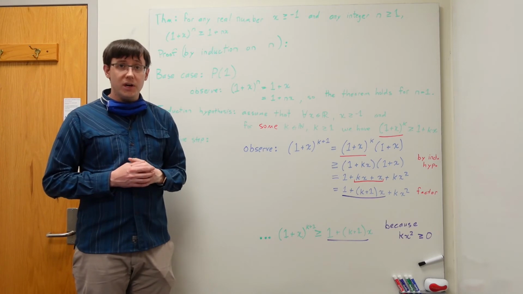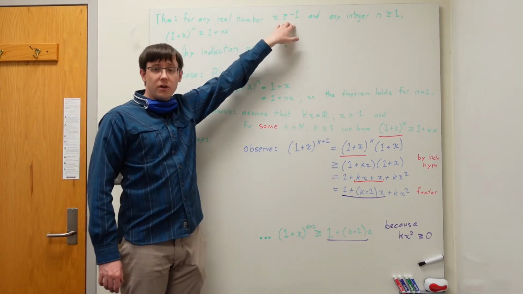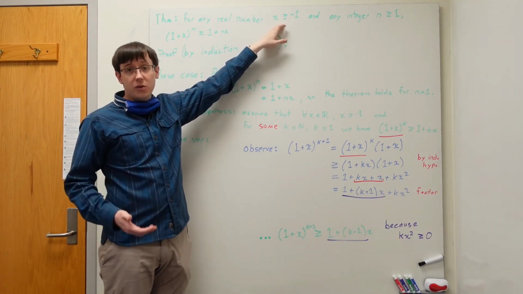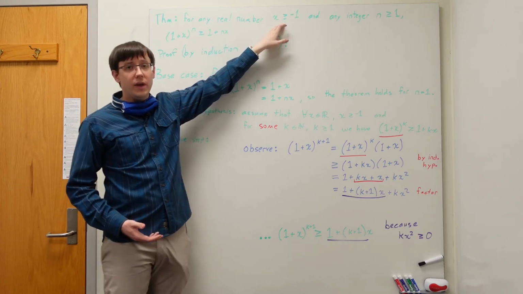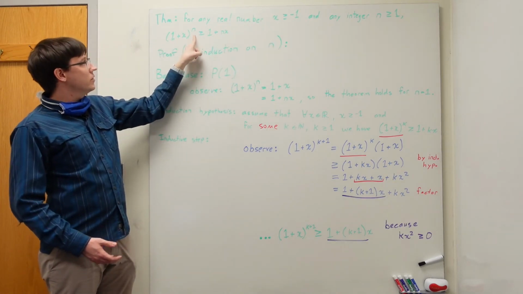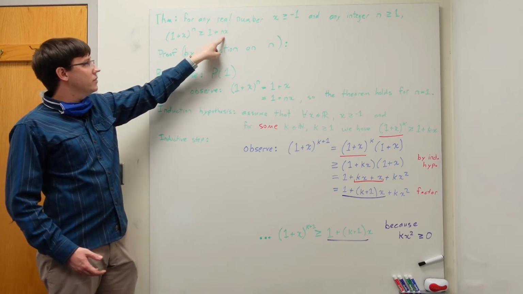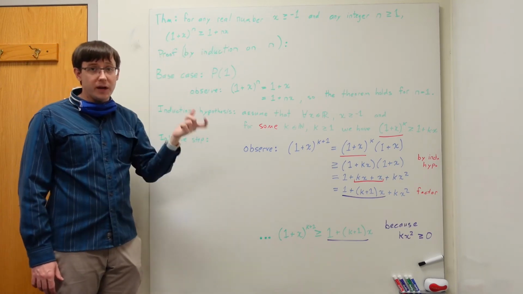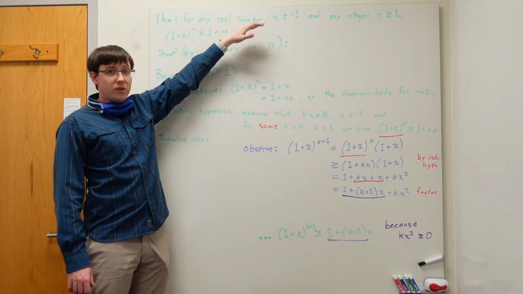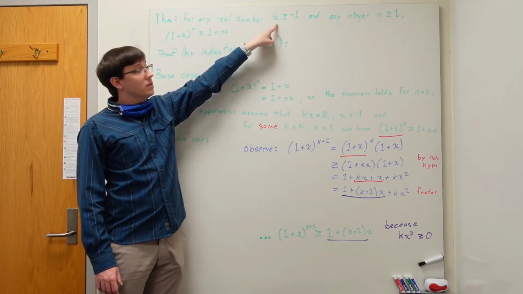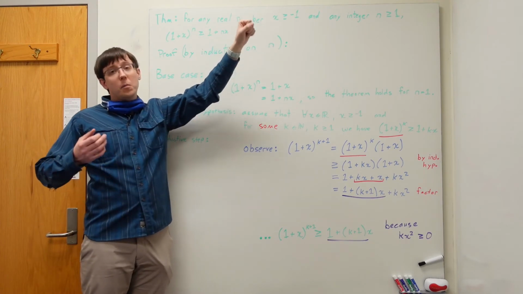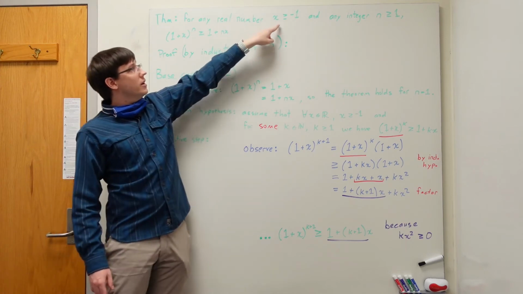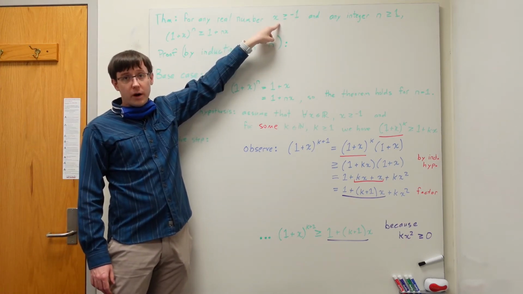It's worth pausing for a moment to think about why we needed this condition that x is greater than or equal to -1. Clearly, if we had x equals -5, this wouldn't necessarily hold, because then we would have (-4) to the n is greater than or equal to 1 plus n times -4. For large enough n, the left-hand side will clearly be much bigger. So clearly this property does not hold when x is too small, but that doesn't tell us where our inductive proof goes wrong if we are given an x that is less than -1.